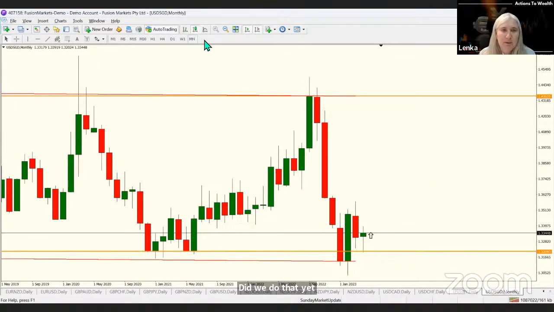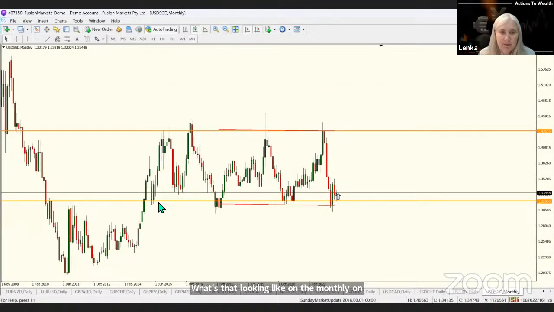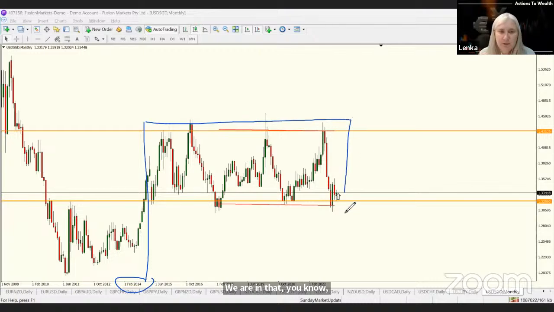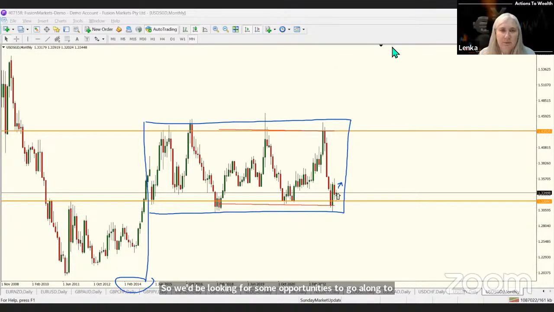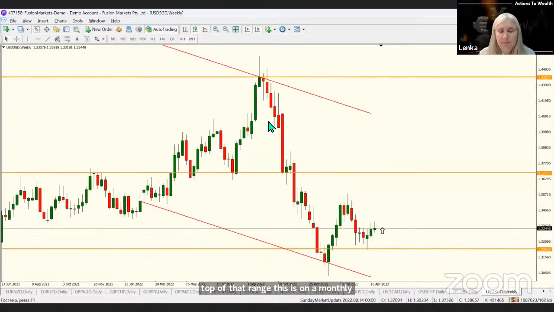What's that looking like on the monthly? On the monthly, we are in that range since whenever, 2014. So still trading within. We're at the bottom of that range, so we'd be looking for some opportunities to go long to the top of that range. This is on a monthly chart. Let's have a look what else it looks like on the weekly.